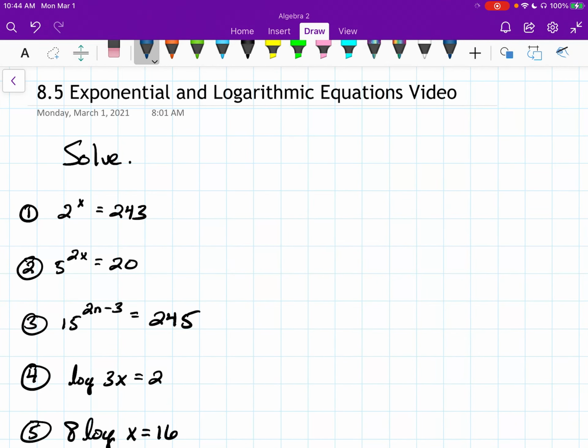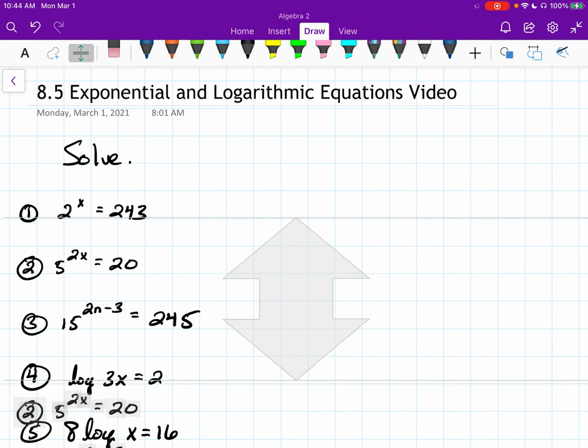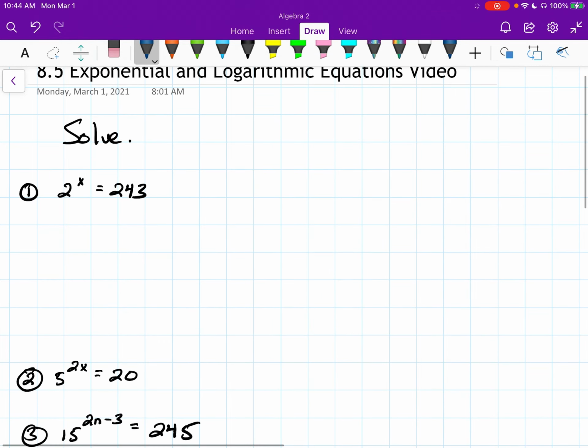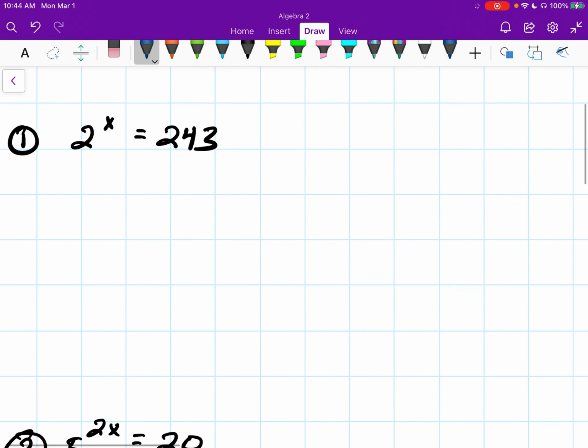All right, 8.5, exponential and logarithmic equations. So this one doesn't really have any new ideas in this lesson, but we're going to be applying some of the ideas, especially in the previous lesson where we learned how to manipulate the logs. So you might look at number one and you might think that's kind of difficult. But if we use some of our log properties, we're going to be able to solve this pretty easily.